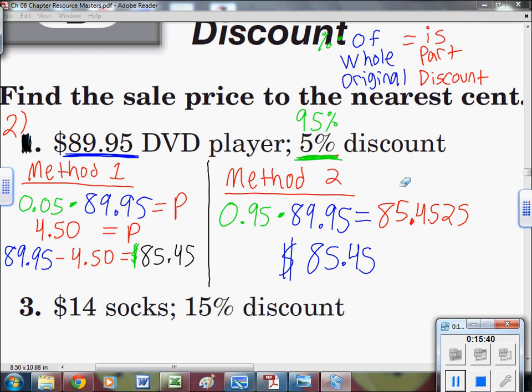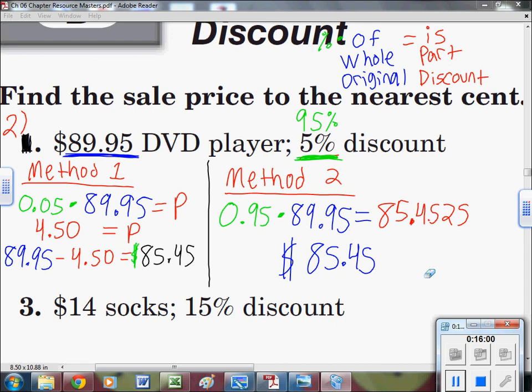But it's only if you're able to make the connection that if you have a 5% discount, that means you're really paying 100% minus 5%. So you're paying 95% of the original price. If you can make that connection that we're dealing with 95%, then yes, method number 2 is going to be your friend. You're going to love it.